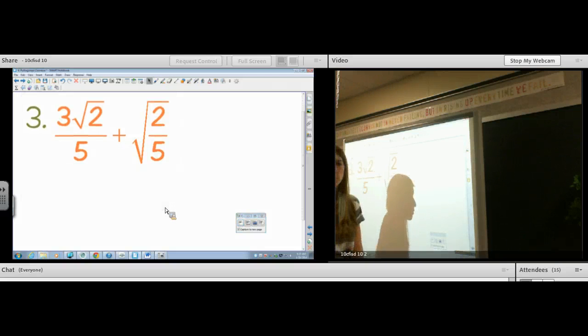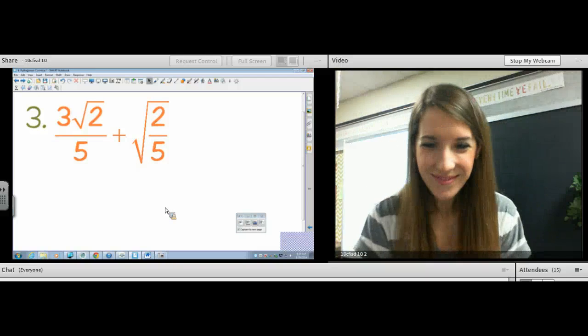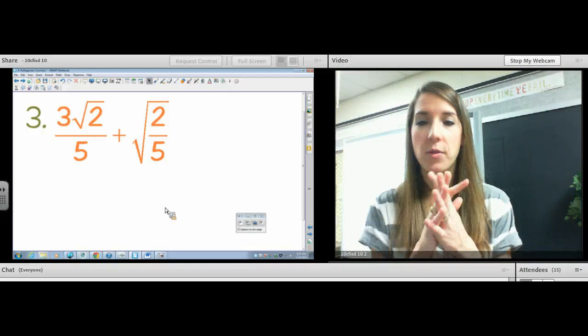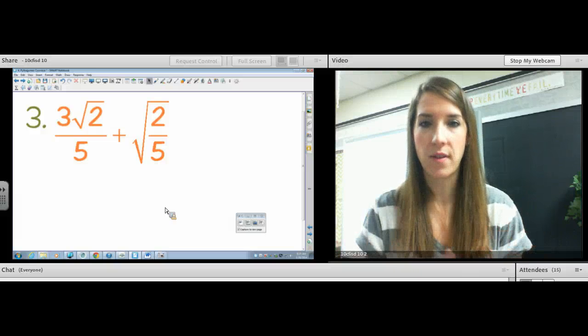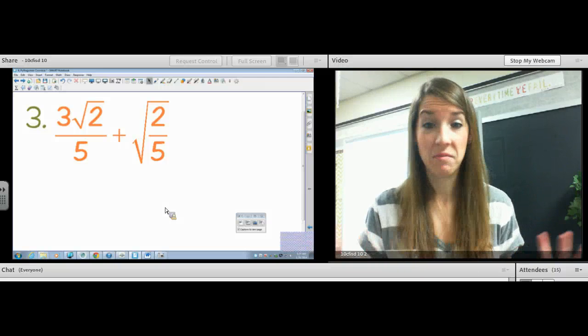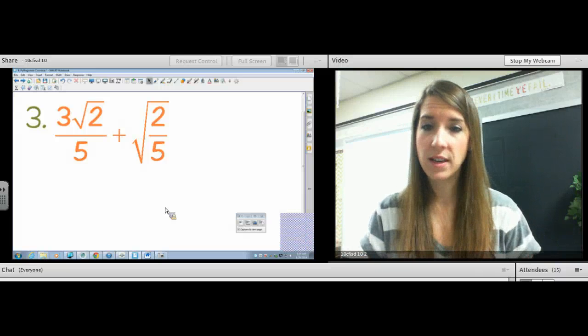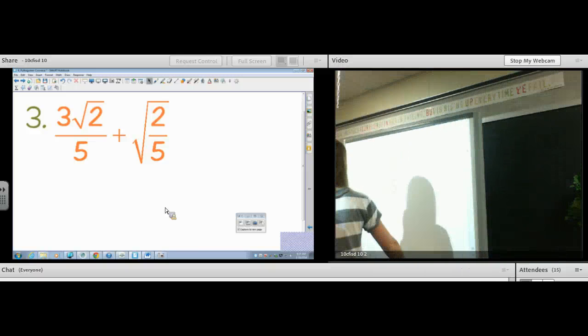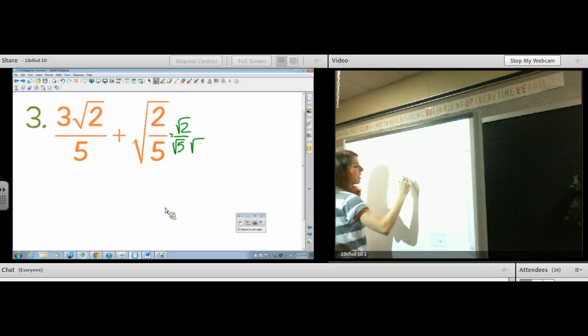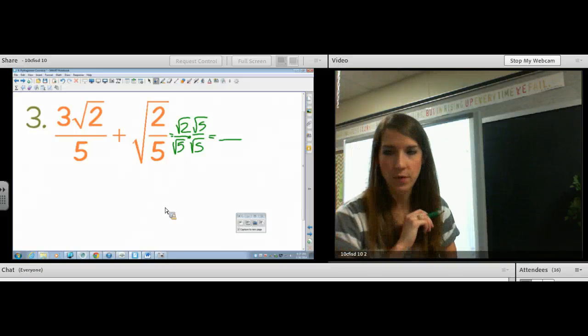That won't get any smaller for me. Okay, let's work on these one at a time. What about that first one, 3 root 2 over 5? Is that fully simplified? Yeah, it's fully simplified. So don't do anything to the first one. Now the second one needs some work. This is the square root of 2 over the square root of 5. We need to rationalize the denominator. Square root 5 times square root 5 is 5.